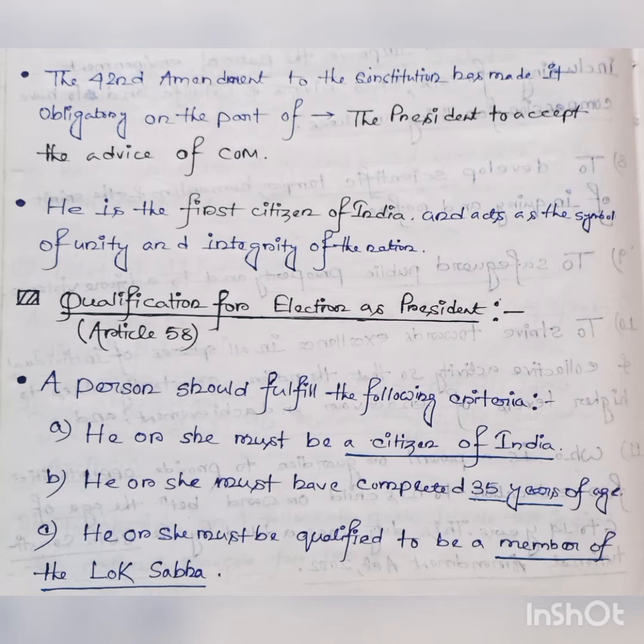Next point, qualification for election as President of India. Article 58 deals with this. A person should fulfill the following criteria to be the President of India. Number 1, he or she must be a citizen of India. Number 2, he or she must have completed 35 years of age. And number 3, he or she must be qualified to be a member of the Lok Sabha.